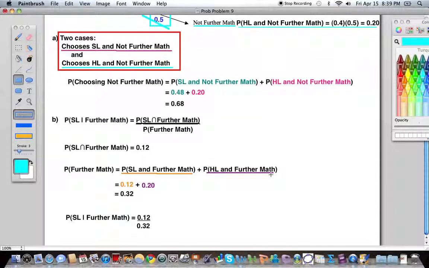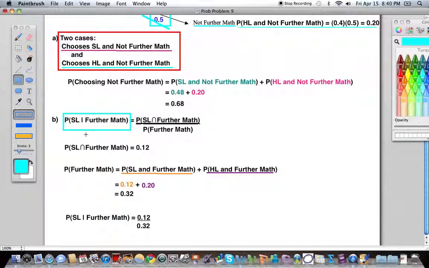In part B, they say, given that a student chooses further math, what is the probability that the student has chosen SL? Again, this is another one of those conditional probability problems, and we can rearrange this wording so it makes a little more sense to us. So follow along on number 9, part B, and say, what is the probability that the student has chosen SL given that the student chooses further math? That's what this notation means right here. It's saying, what is the probability of a student choosing SL given that they chose further math?